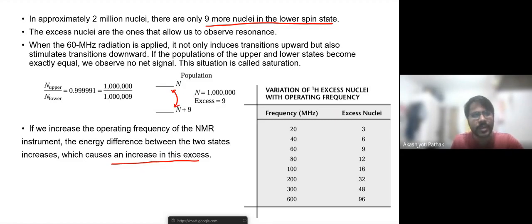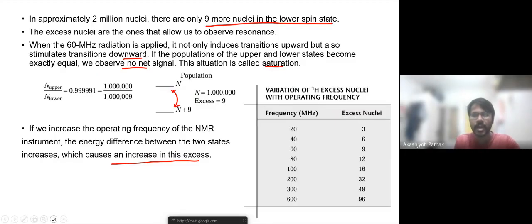When the 60 megahertz radiation is applied, it not only induces transition upward but also stimulates transition downward. This is also an important point. If the population of the upper and lower states become exactly equal, we observe no net signal. This situation is called saturation.